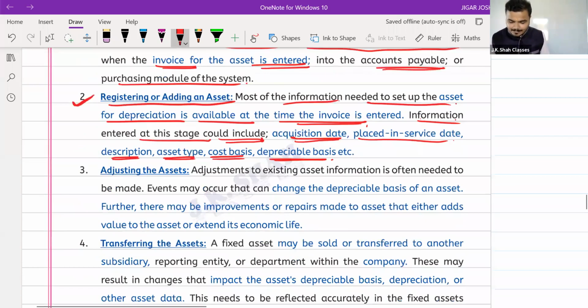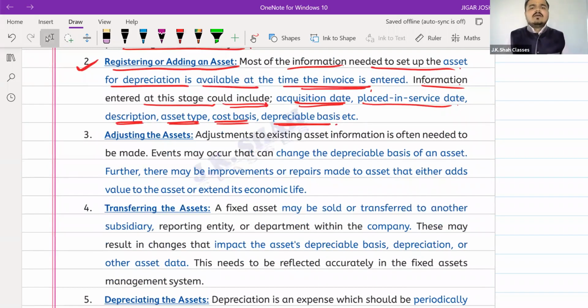Third one, many times it happens that we do some repairs and maintenance to the assets, and thereby automatically the life expectancy of the assets increases. Example, suppose you have plant and machinery, or, for example, a building. I'll take a very simple example. If we provide proper repair and maintenance to the building, the life expectancy of that building will increase. Its depreciation basis will change, and its depreciation amount will change.